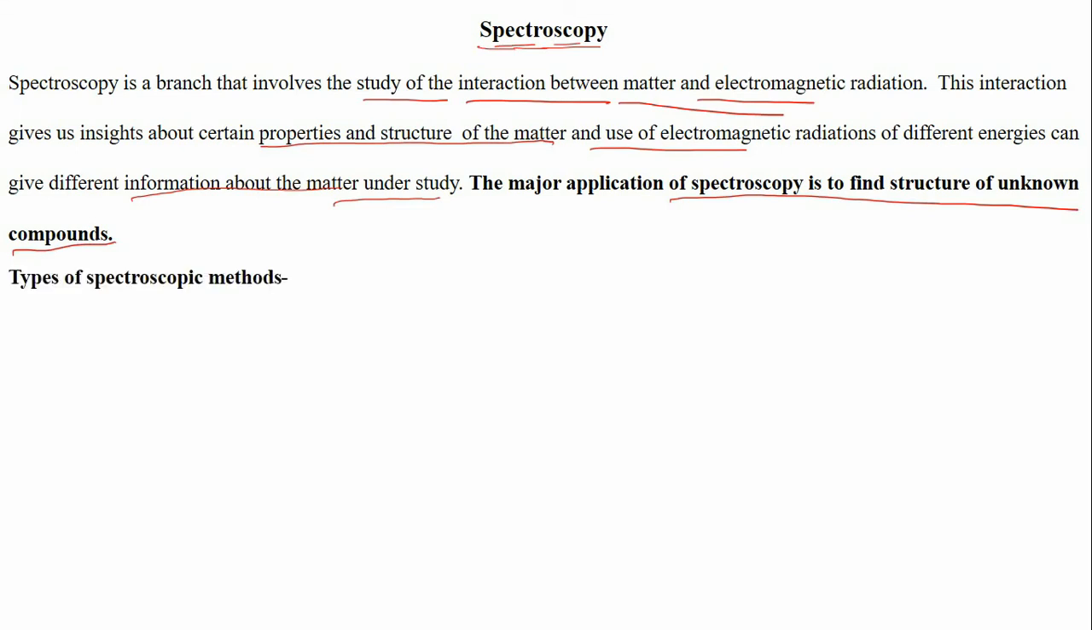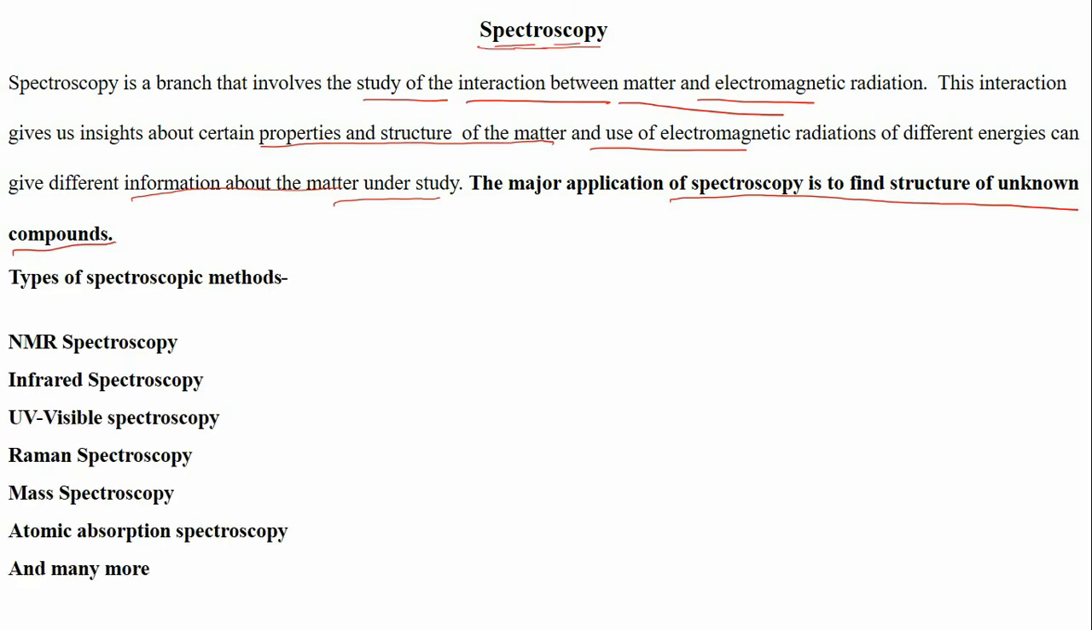There are many spectroscopic techniques such as NMR spectroscopy, which is nuclear magnetic resonance spectroscopy, infrared spectroscopy, then we have UV visible spectroscopy, then we have Raman spectroscopy, then we have mass spectroscopy, atomic absorption spectroscopy, and there are many more spectroscopic techniques. So here, basically, what is spectroscopy? Spectroscopy is a study of interaction of electromagnetic radiations with matter.